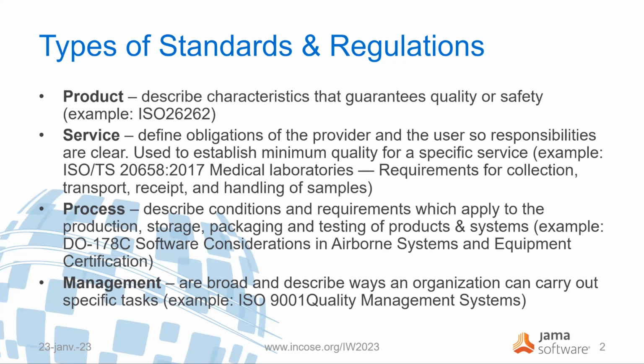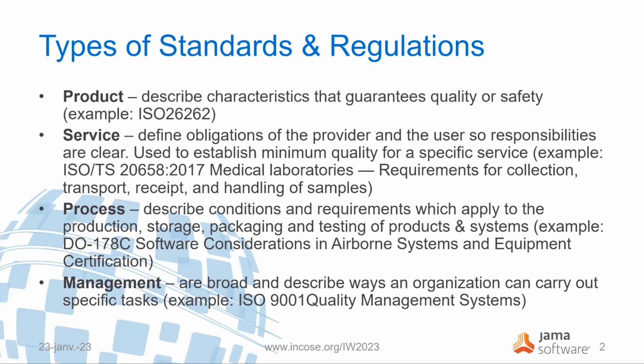And then we have process types of standards and regulations, and these are conditions and requirements which apply to the development and the production, packaging and storing and testing of the overall development. So as an example, might be DO-178C, which defines the software processes that you have to follow when you're developing avionics systems.